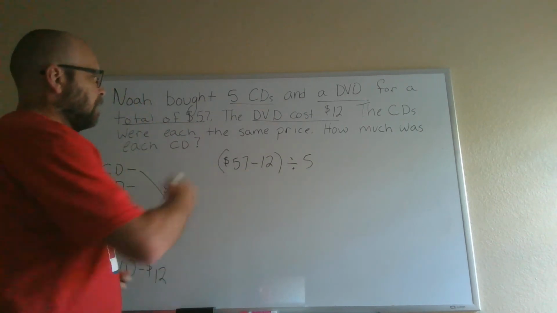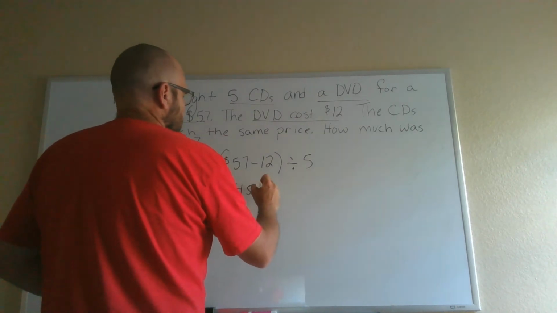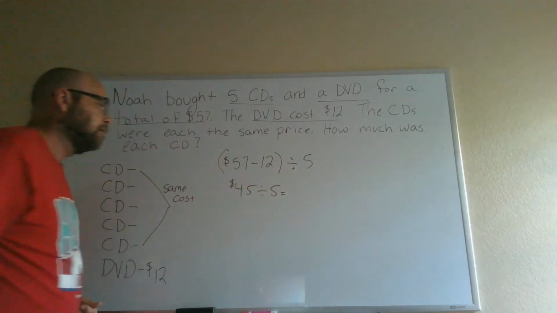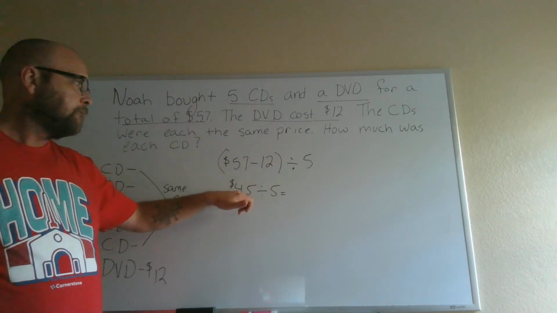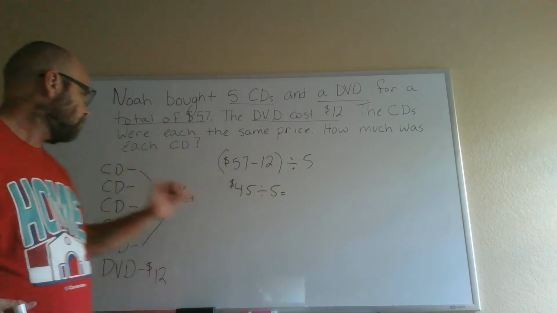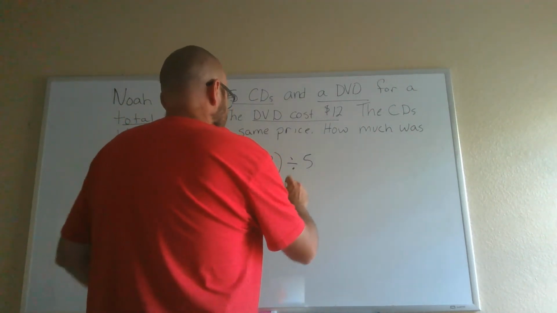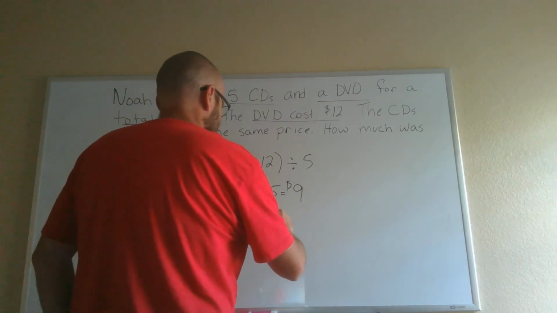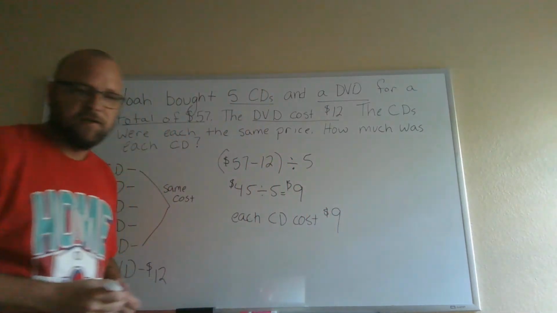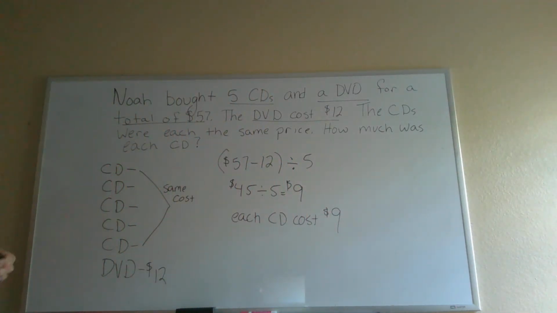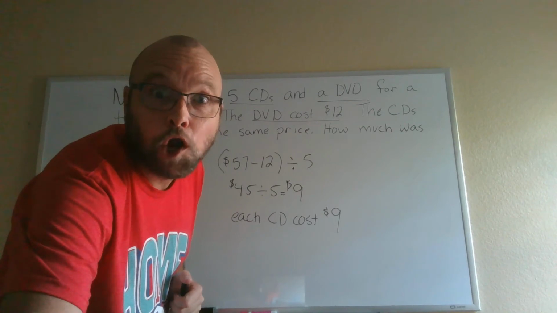Okay, so what they have left, 57 minus 12 would be 45. Then I have 45 divided by 5. So they have $45 after the cost of the DVD. That $45 is divided by the 5 CDs. So each of those CDs costs $9. Each CD cost $9. That's problem 1. Let me pause it, write down problem 2, and we'll go.